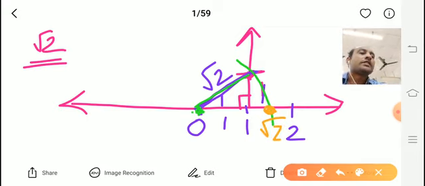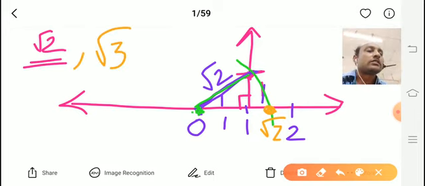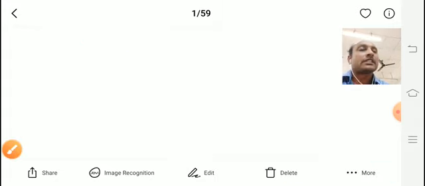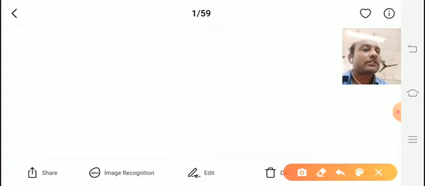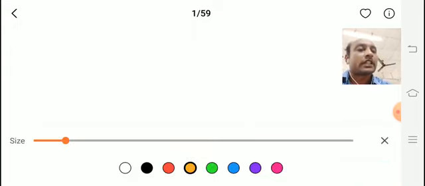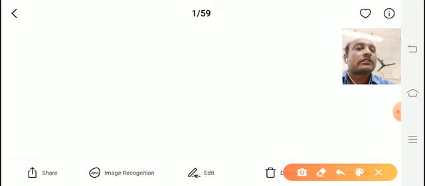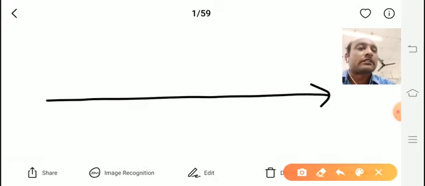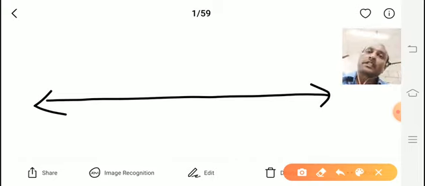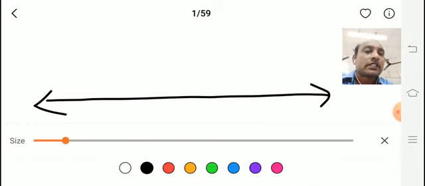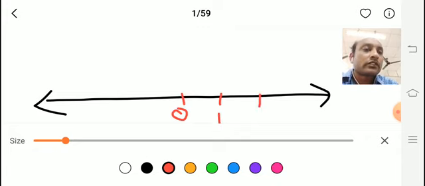Now if I wanted to represent root 3 on the number line, what is my next number? Root 3. To represent root 3 on the number line, first of all you will have to draw root 2. First draw the number line. After drawing the number line, you just take 0, 1, 2 on the number line.